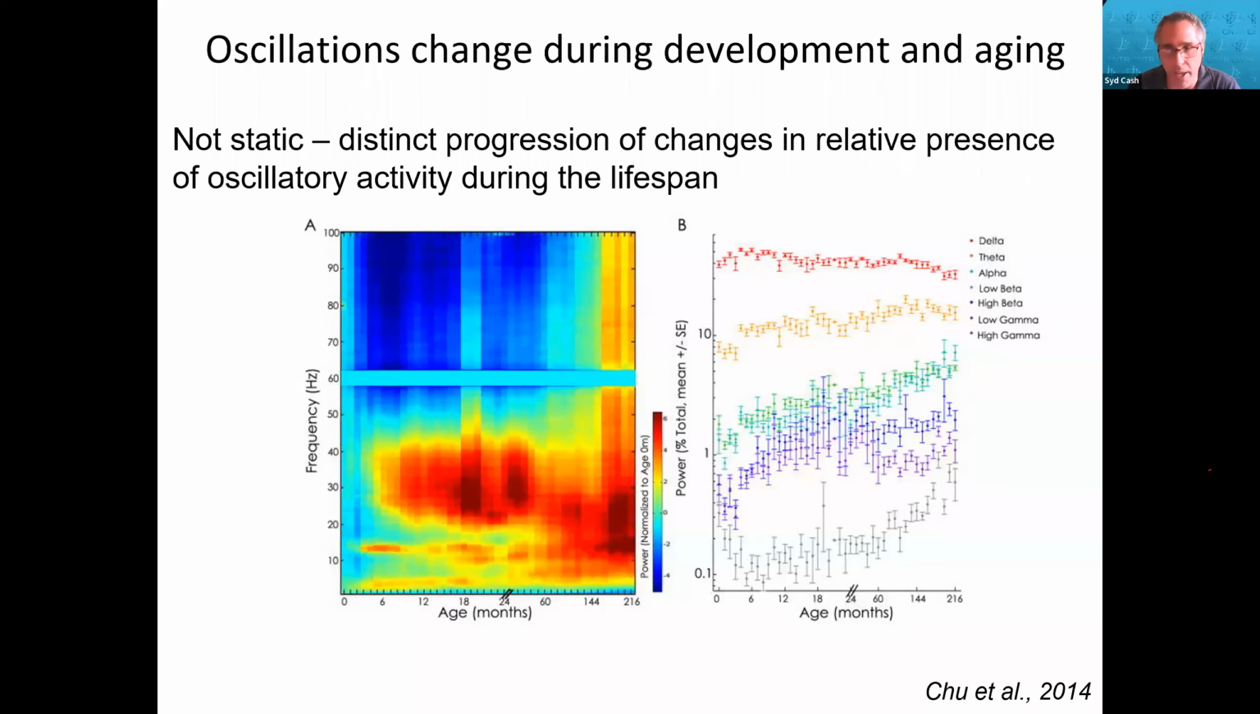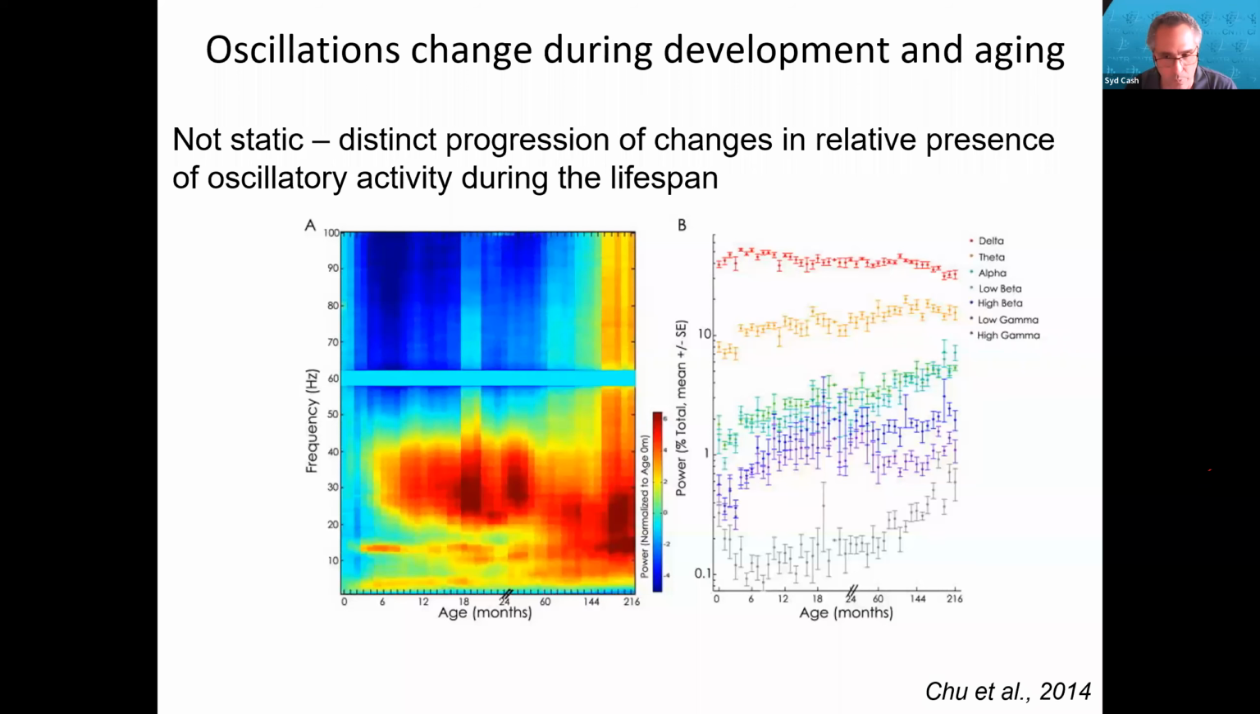This is work from Kat Chu from a number of years back, looking at different oscillations during sleep. You can see looking at this spectral analysis on the left-hand side, and then broken out into different bands on the right-hand side, that in early development, from birth to a few months, there's a very different spectral pattern than we see at a year or 2 years old, which is still quite different than we see when a kid starts getting into 8, 9, and 10 years old.